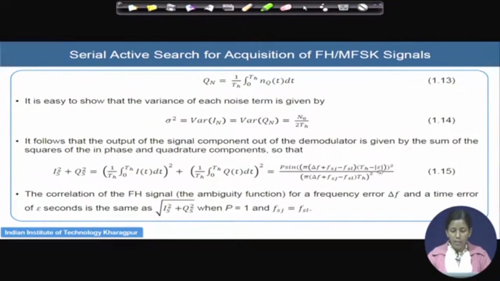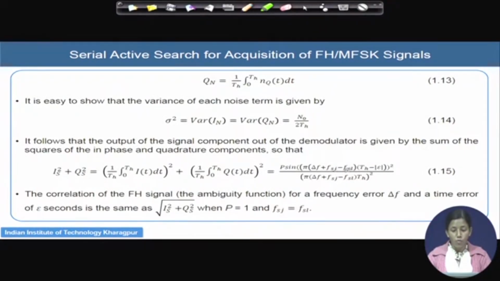Also, you will see that there is a contribution from the timing error, so it won't get multiplied directly with Th square. There is a difference between the remaining time period for which the detector is creating the output. This is the remaining time interval that comes into consideration in computing I_s square, the total value of the signal component. The correlation of this frequency hopping signal for a frequency error del F and a time error epsilon is equivalent to the case when P is considered to be 1 and f_sj and f_sl are considered to be the same.